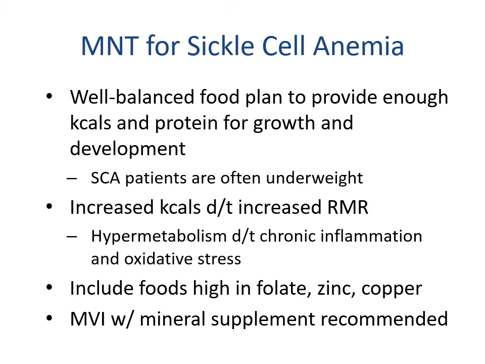Looking at nutrition for sickle cell anemia, so a well-balanced food plan to provide enough calories and protein for growth and development, as sickle cell anemia patients are often underweight. We may need increased calories due to increased resting metabolic rate, as the patient is likely to be hypermetabolic due to chronic inflammation and oxidative stress, with a focus on foods high in folate, zinc, and copper. And a multivitamin mineral supplement is often recommended, just of course being aware of monitoring the amount of iron or choosing an iron-free multivitamin.